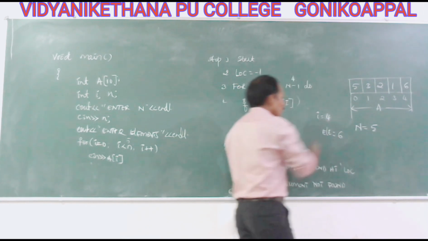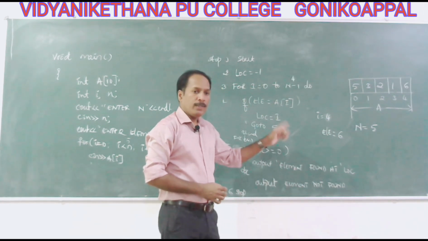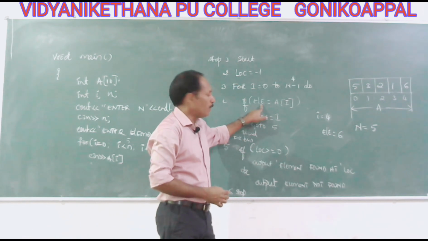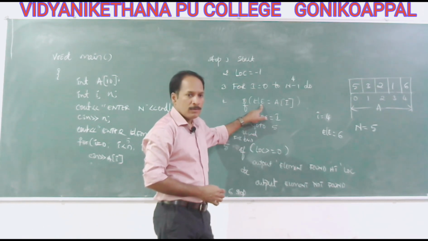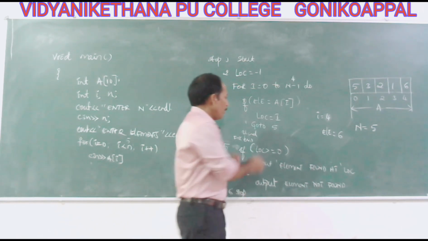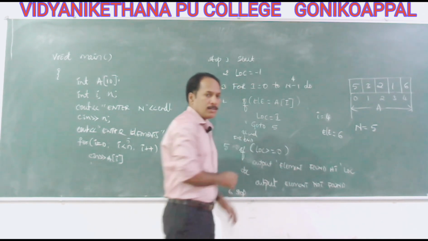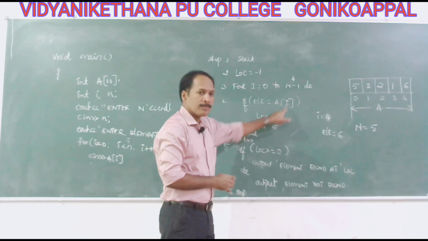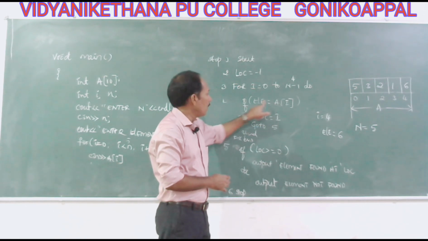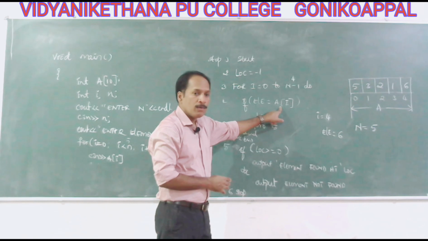4 is less than 4? 4 is less than 4 is false. But 4 equal to 4 is true. So therefore repeat once again. The element you are looking for is 6 and A of 4 is also 6. So we copy LOC high. That is where 6 is present. A of 4 is 6. We have element 6 and we have an element we are looking for, 6. Where is 6? It is at 4.